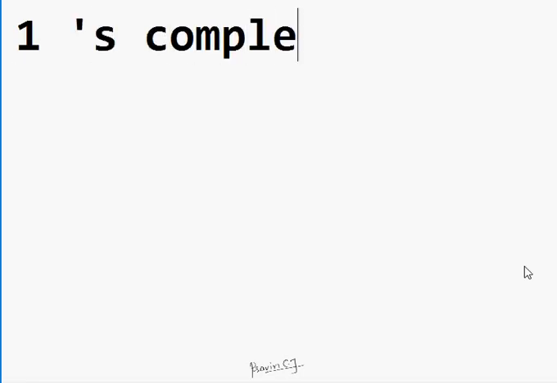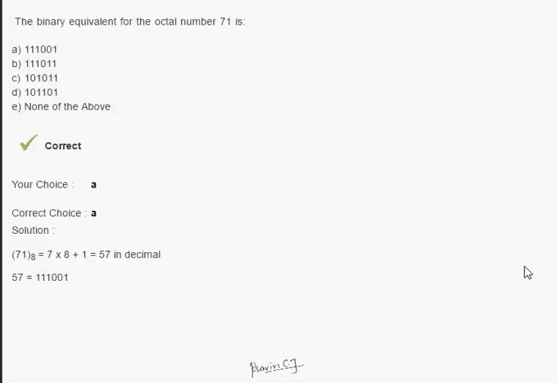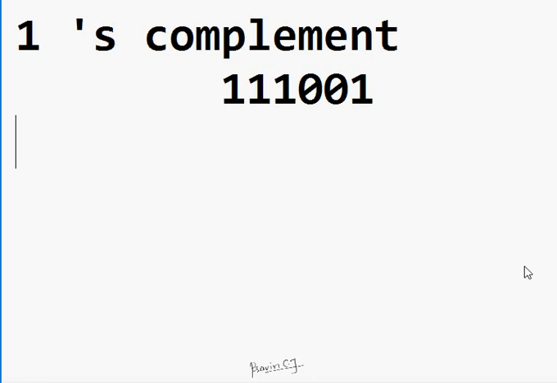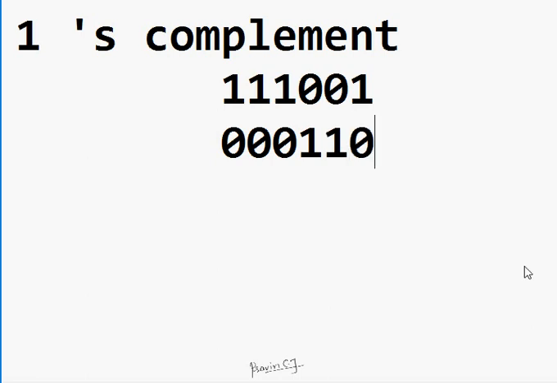Most importantly, since we have started on these topics, you need to know one's complement, and how to calculate it. Now we will find the one's complement of this number, 111000. How will you convert it? 1 is replaced by 0 and 0 is replaced by 1. So the one's complement for this number is this much.